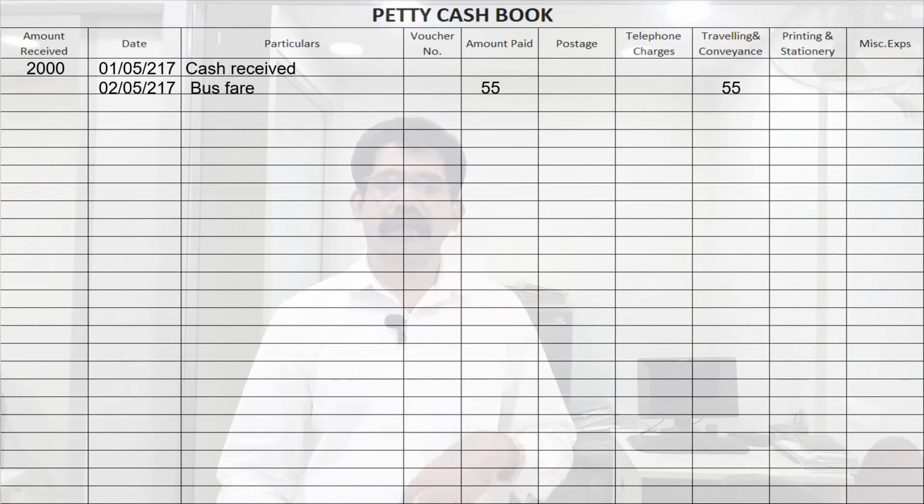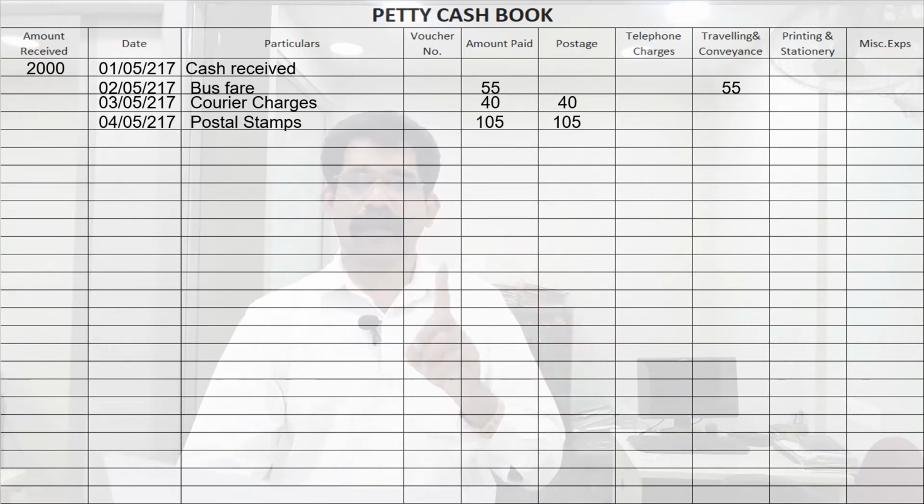On 3rd May, courier charges rupees 40. On the date column, 3rd May, particulars column, courier charges. On the postage column, record rupees 40. So there are no other expenses on 3rd May. Take the total of 3rd May to the total amount paid column, rupees 40 only. Go to the next one, 4th, postal stamps, rupees 105. On 4th May, postal stamps, under postage column, write rupees 105. There are no other payments on 4th May, so take the total to the total amount column, 105 only.